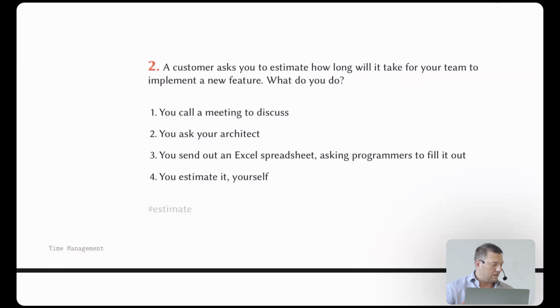Number 3, you send out an Excel spreadsheet asking all programmers to fill it out. So you don't talk to them, you just send an email. You just say, hey, make me an estimate. And they return you back the numbers. Pretty non-interacting way of collecting the numbers. And finally, you estimate yourself. You just give the number to the customer because you're the project manager, so you know the details, you know the numbers.